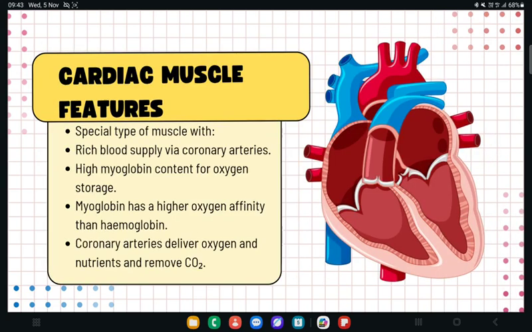Cardiac muscle features. We said the heart is made up of cardiac muscle. They are very special muscles. They have a rich blood supply via the coronary arteries, and they have high myoglobin content, which is used for oxygen storage. Myoglobin has a higher oxygen affinity than hemoglobin. So these coronary arteries deliver oxygen and nutrition and remove carbon dioxide.